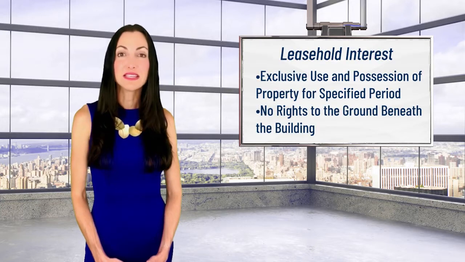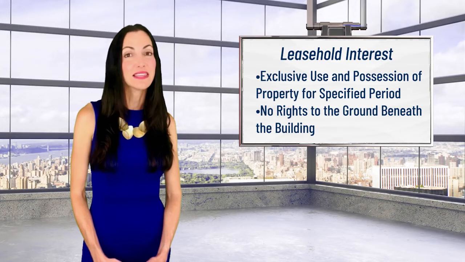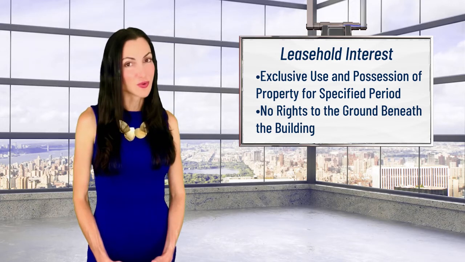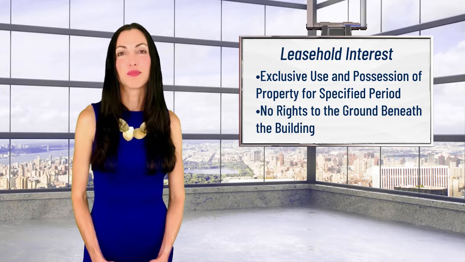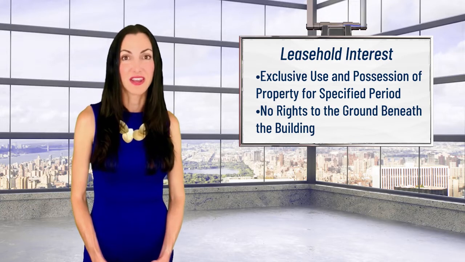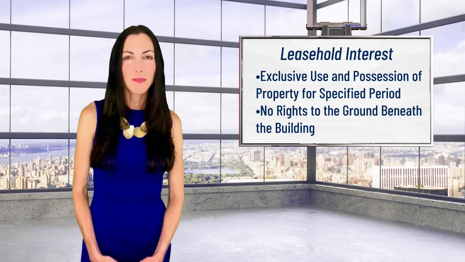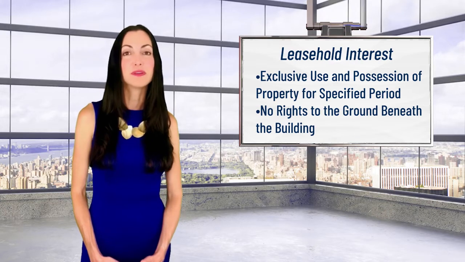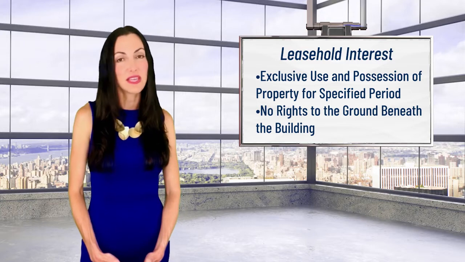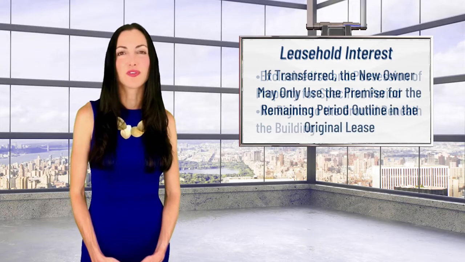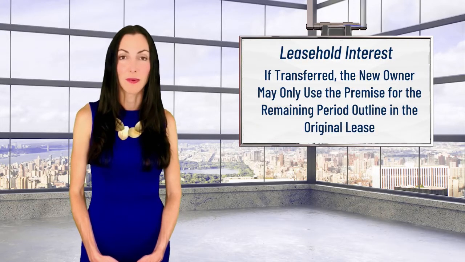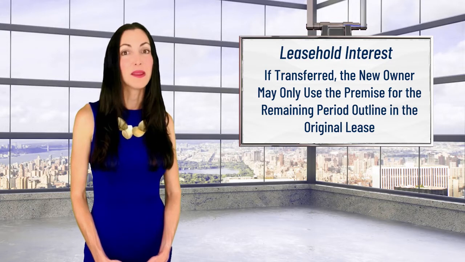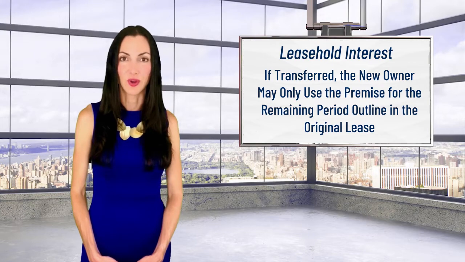The third and least common form of ownership is a leasehold interest. With a leasehold, you have control of the property and improvements for a fixed period of time. When the agreed upon time, usually outlined in a formal lease document, runs out, the premises returns to the ground owner. So it's the inverse of a ground lease. It's worth noting that if you transfer the leasehold property to a new owner, that individual can only use the premises for the remaining period outlined in the original agreement.